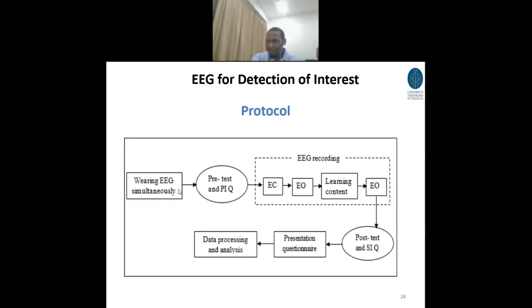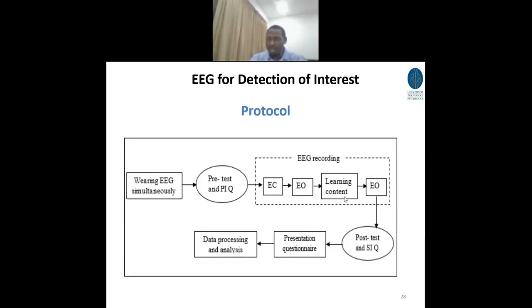Okay, so this is just the protocol. They have to wear the EEG all at the same time. We had set some cameras there to see everything is going fine. We have the pretest and the personal interest questionnaire. This is just to see if they have already some motivation of doing mathematics, for example. They have some particular interest.